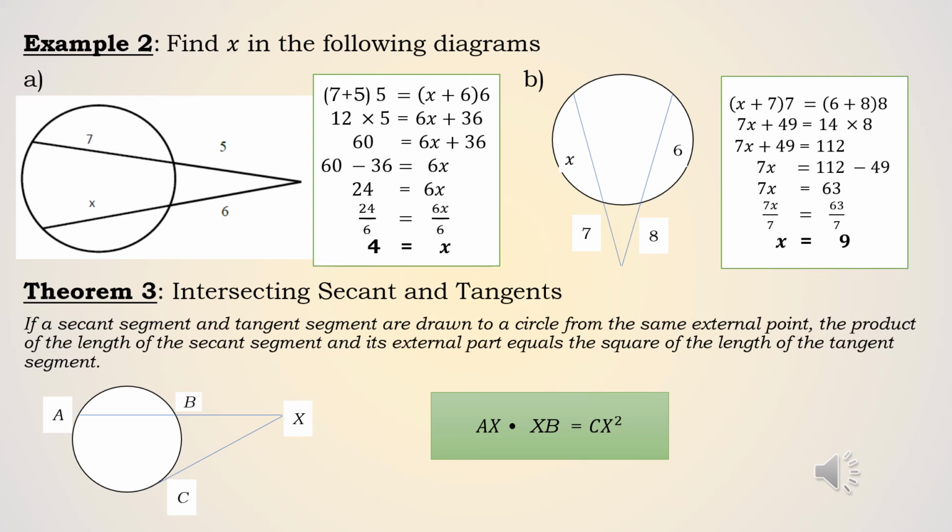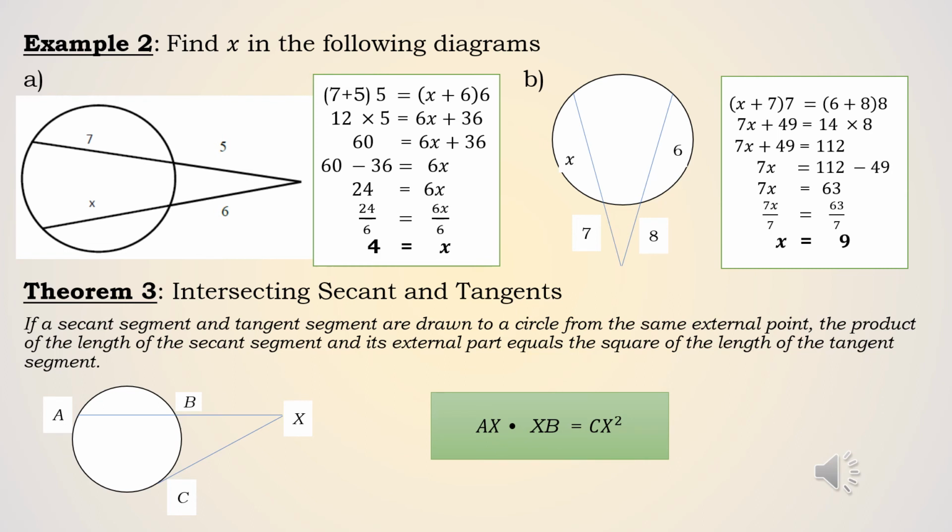So plus 49, we have to minus 49 on both sides. So 7x is equal to 112 minus 49. That is 7x is equal to 63. Now to solve for x, we have to divide by 7 on both sides, and that leaves us with x is equal to 9. Now moving on to Theorem 3.